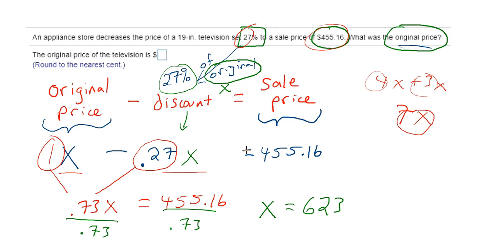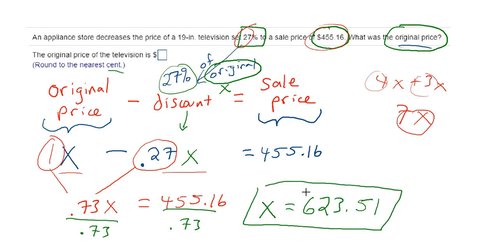It's $623, and it wants us to round to the nearest cent. So that means 2 decimal places. My calculator says 0.5068. So the second decimal place is a 0, but because the third one is a 6, we want to round up. So we're going to round it up to a 1. And that tells me what x is equal to. So that's step 3, solving the equation.